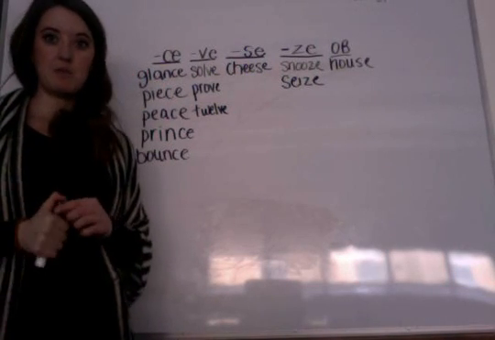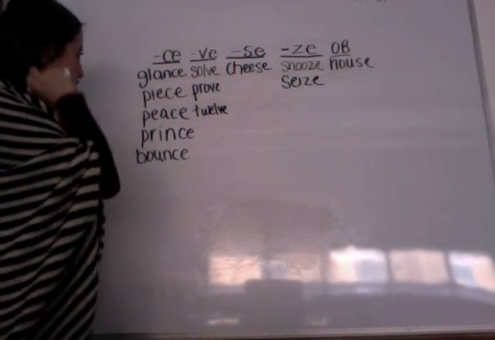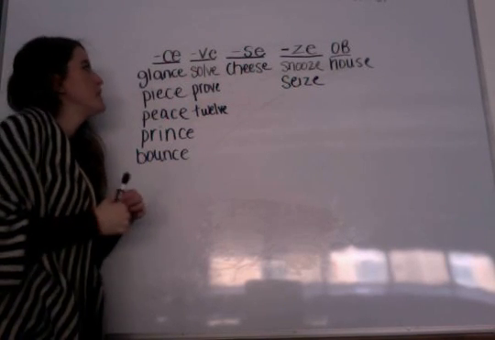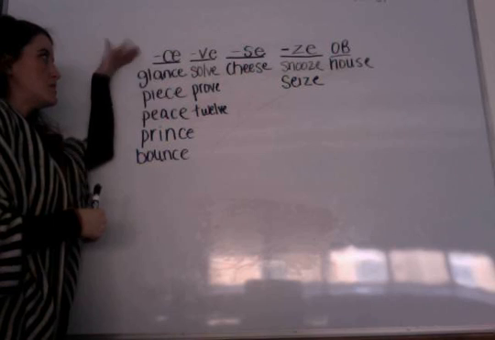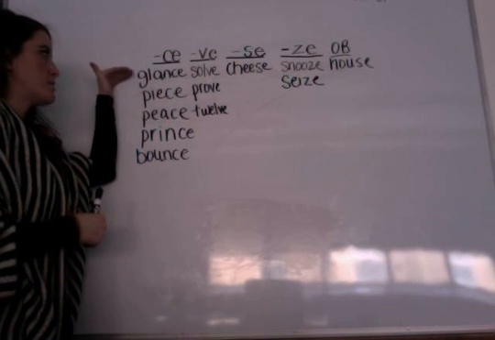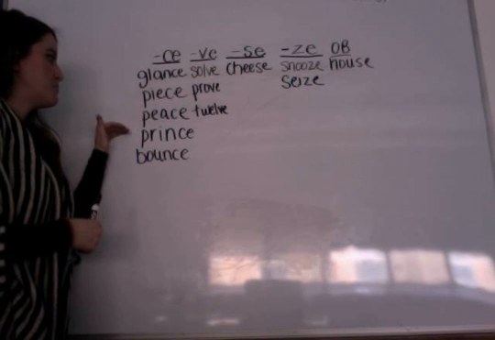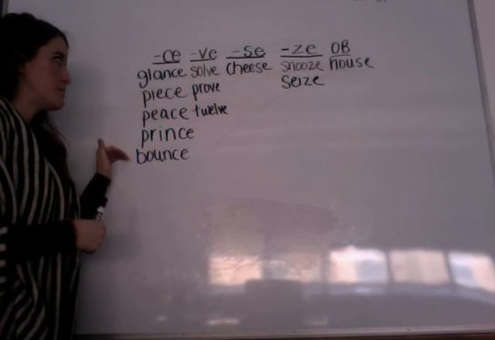Let's go over patterns one more time. Let's go over our words for this week. And then you guys are going to be off to do your own. Ready? We have our S sound spelled C-E. Say the words with me. Glance, peace, peace, prince, bounce.